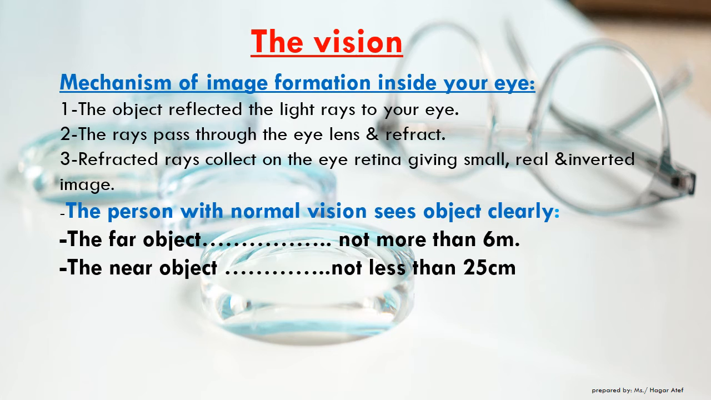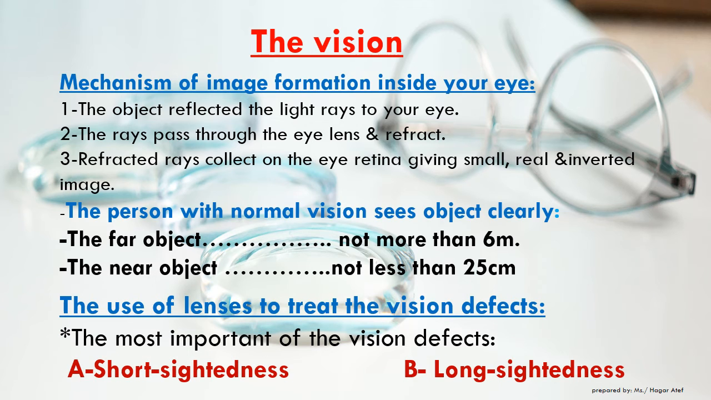The normal person can see clearly near objects at a distance not less than 25 centimeters, and far objects at a distance not more than 6 meters.